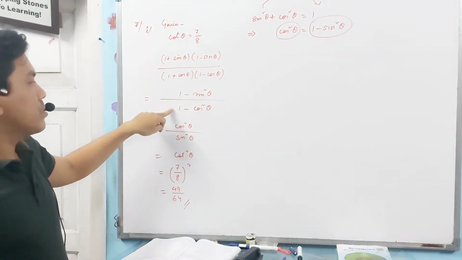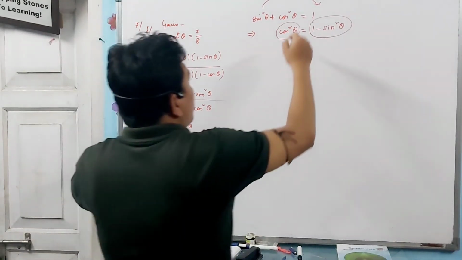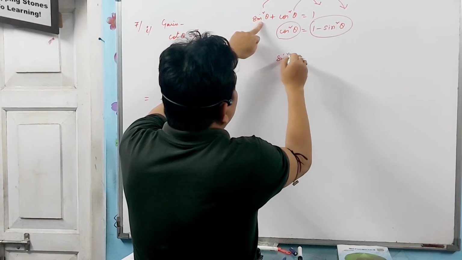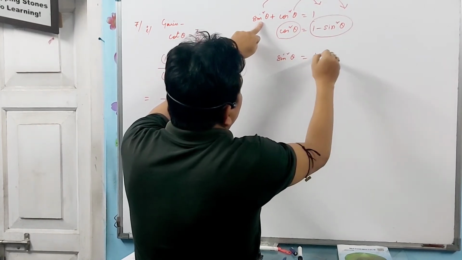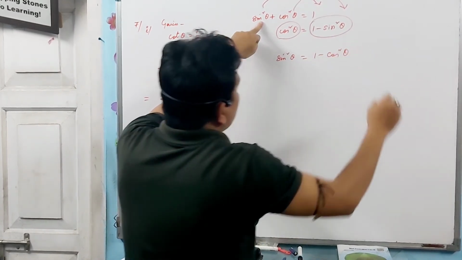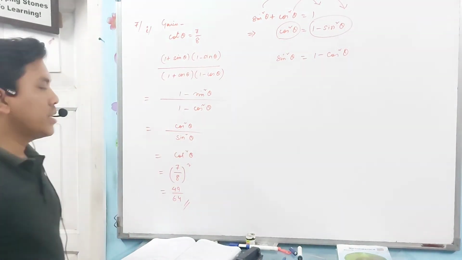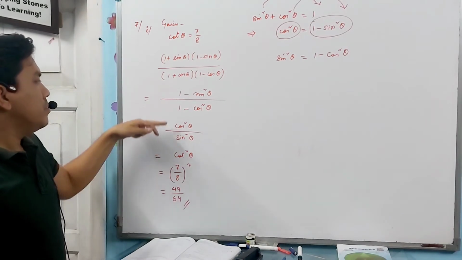In place of 1 minus cos square theta, similarly, if you send this to the other side, then sine square theta will remain. On the other side, it will become 1 minus cos square theta, isn't it? So in place of 1 minus cos square theta, we can write sine square theta. We can see it here clearly.